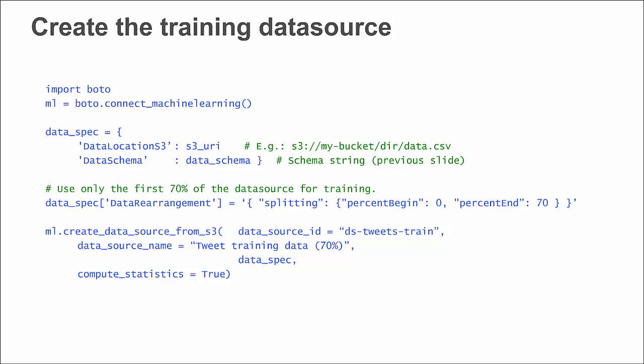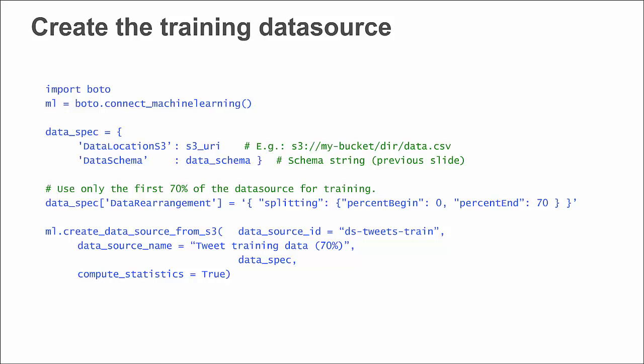And now all we have to do is call the create data source from S3 API, and you can imagine there is an equivalent API to create a data source from Redshift and from RDS. We specify the name that we want our data source to have. We specify its ID, and we specify a flag called compute statistics, which triggers Amazon Machine Learning to go and compute descriptive statistics on the data, and we'll take a look at the outputs of that in just a little bit. So here's our API call again to create the training data source.